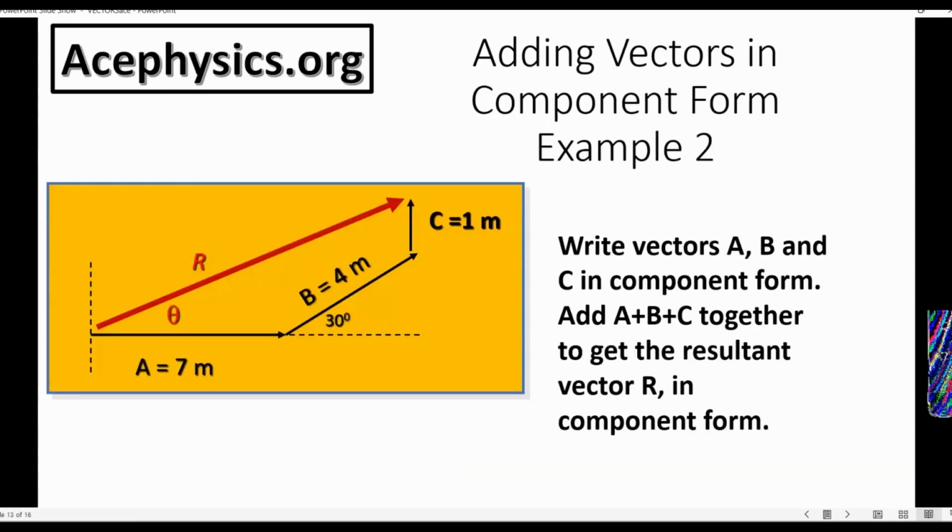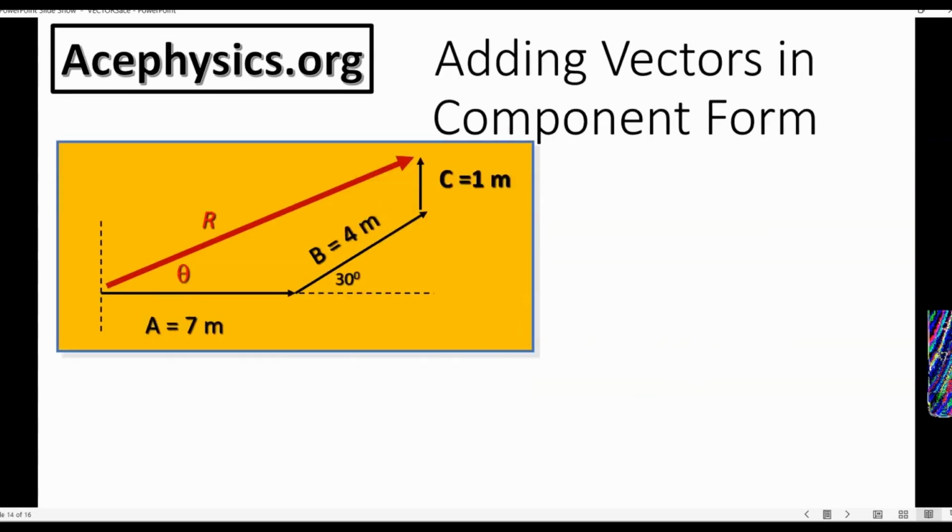Okay, now let's come back to the previous problem that we were looking at with the chihuahua. But now let's analyze this problem in terms of component form. Write vectors a, b, and c in component form. Add a, b, and c together to get the resultant vector r, again in component form. The first step is we want to be able to write these three vectors in component form. So notice that vector b has both an x and a y component.